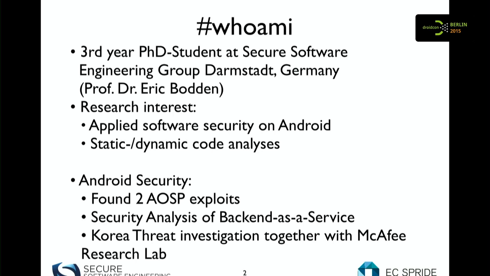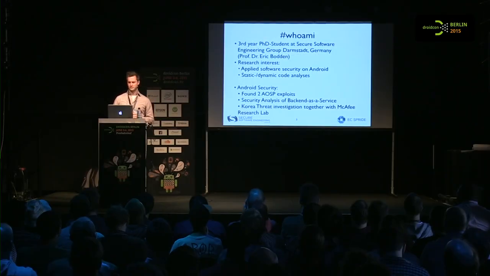A few words about the stuff we did so far. We found 2 AOSP exploits, so this means vulnerabilities in the AOSP which got reported to the Android security team. One got fixed in 4.4, I guess, and the other one is unfortunately not fixed yet, but it will hopefully be fixed soon in one of the next releases. Very recently, like last week or so, we published our report about an investigation where we analyzed the security of so-called backend as a service providers, so this cloud stuff, and it was quite shocking. We found like 56 million sensitive user data publicly available. If you're interested in this one, just look it up or ask me later. So this was quite shocking.